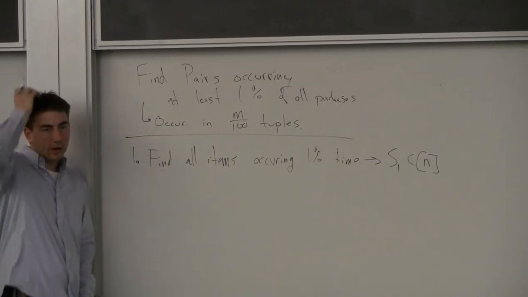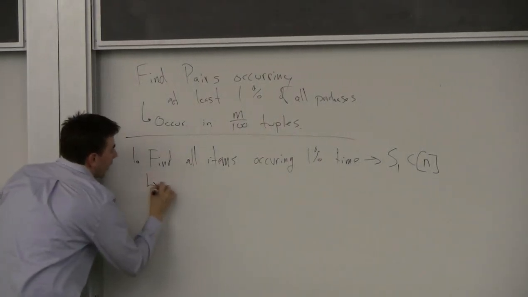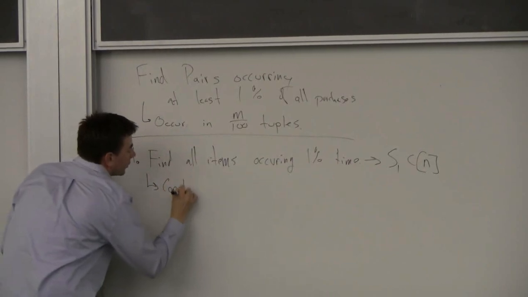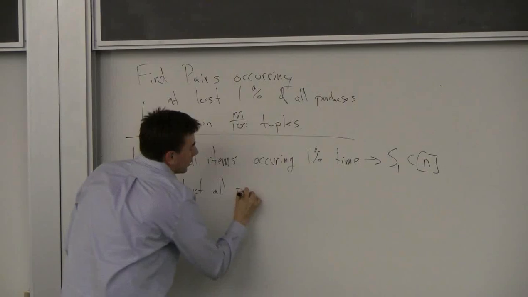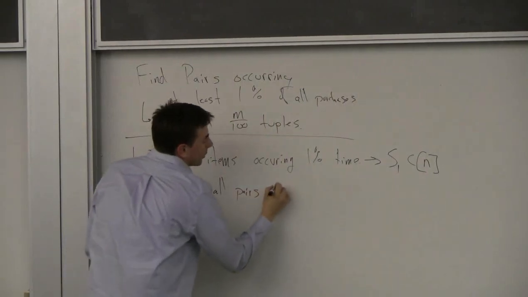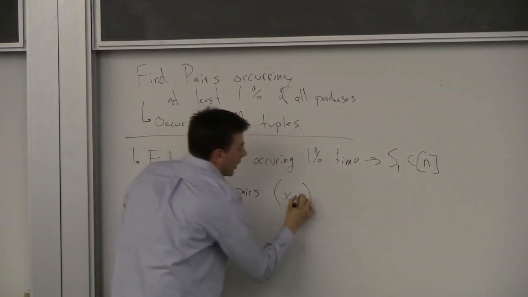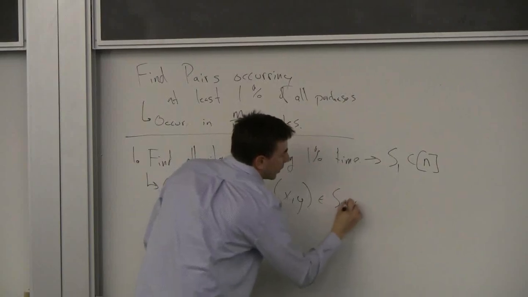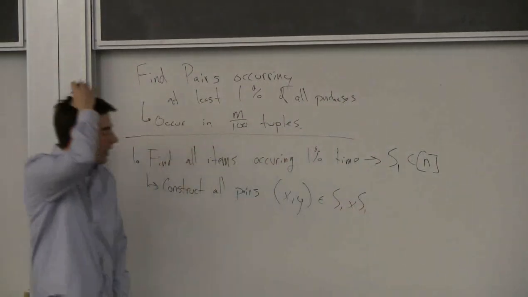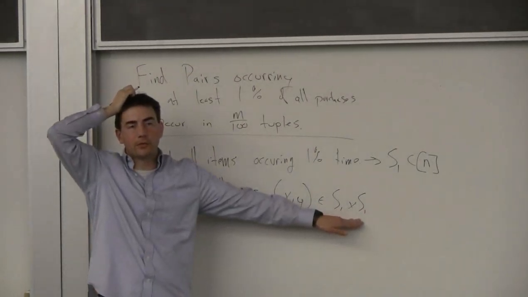So then from here, what you want to do is construct all pairs, which we'll call x, y, which are in S1 plus S1, right? So we want to find all pairs where both items are in this set.